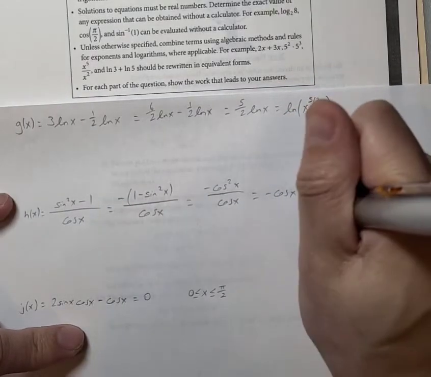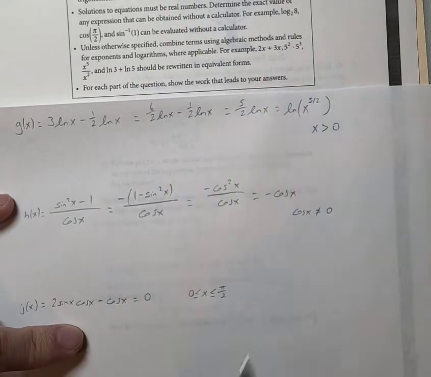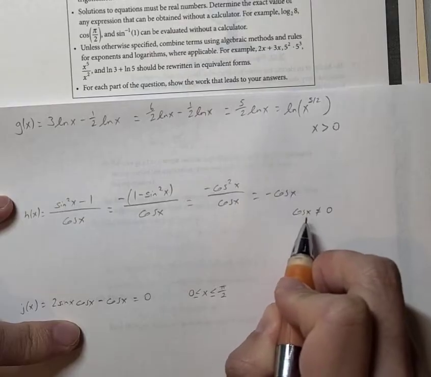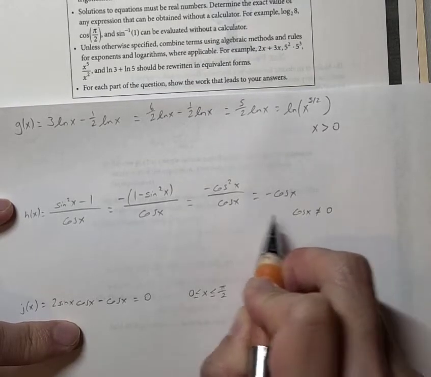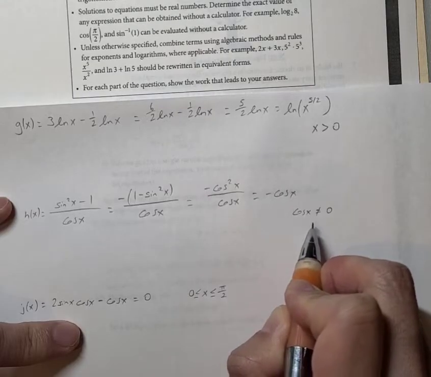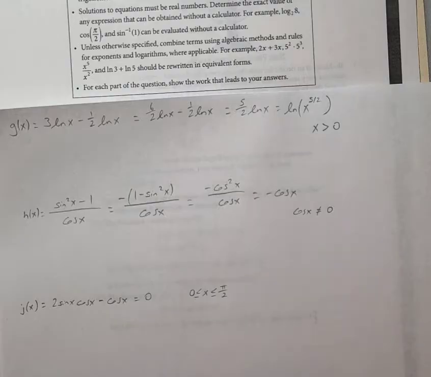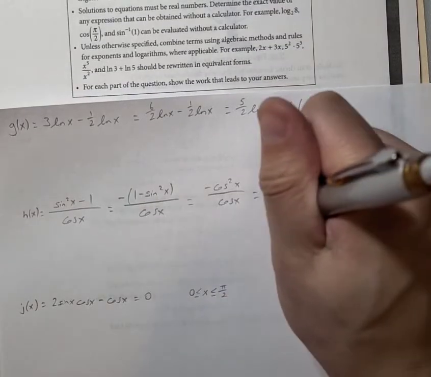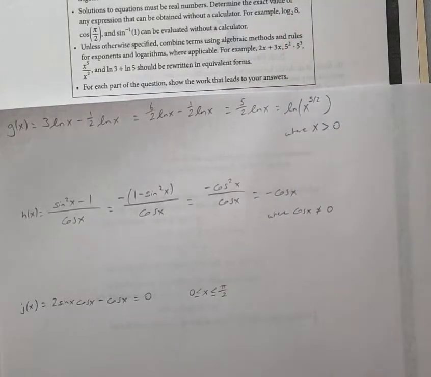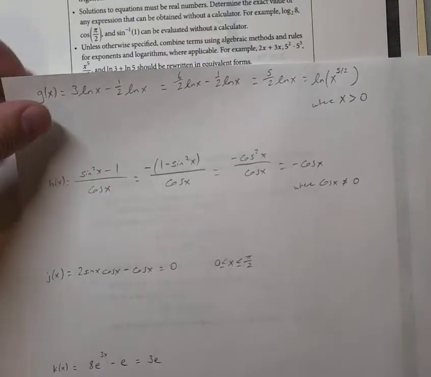And we have to write that cosine x cannot equal 0. This is part of the domain. This is more critical than over here, in my opinion, but you should write this. This is also in the scoring guidelines. So our final answer is negative cosine x, where cosine x cannot equal 0. So everyone like this. Where x is greater than 0, where cosine x not equal to 0. I will write it like that.